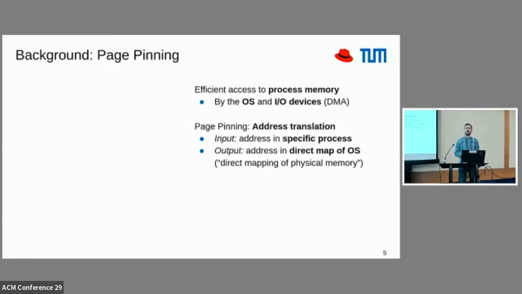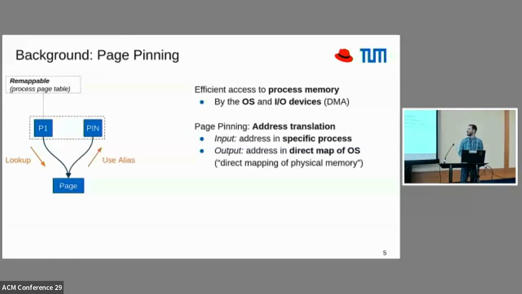The direct mapping is essentially a one-to-one mapping of all physical memory into our virtual address space of the operating system. So assuming we have a page mapped into our process page table and we want to pin it, we're going to look up which physical page is mapped there. We're going to use that alias in the direct mapping, so from that point on we would be pinning that page, and the operating system has to make sure that in most cases we always end up having both of these mappings point at the same page.